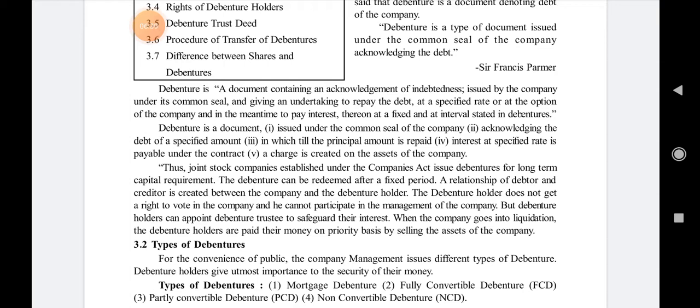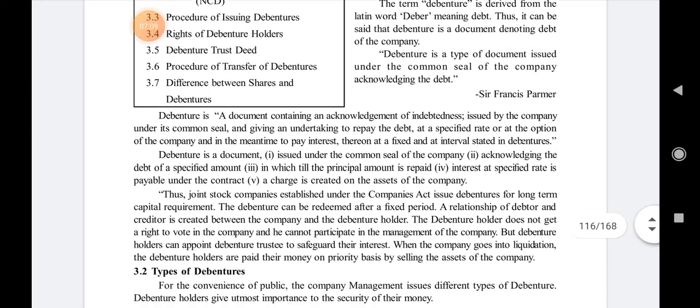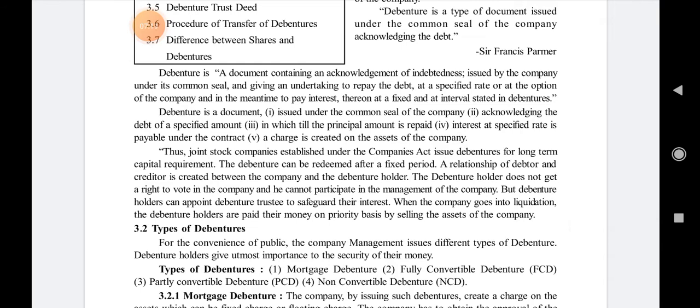It is one kind of acknowledgement that you have taken a debt of a specific amount, until the principal amount is repaid. Whenever the principal amount is repaid, during that duration you have to give interest. Interest at a specified rate is payable under the contract. It is one kind of payable contract under which you have to compulsorily pay some amount.